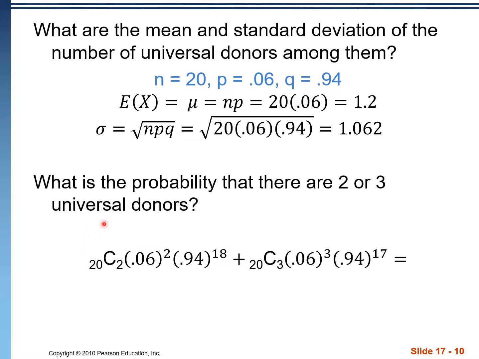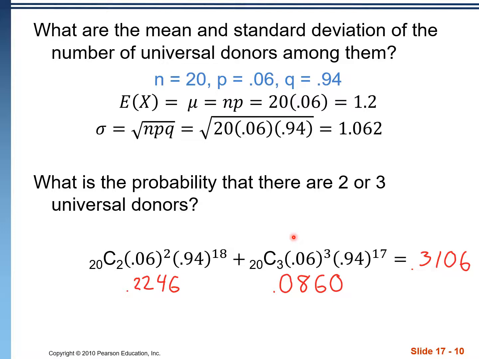Now, after that, we get a number from that combination, and we're going to multiply it by the probability of a single instance of that occurring. So we have 2 people being universal donors. There's a 6% chance of a single person being a universal donor, and we want 2 of them, so 0.06 to the second power. All other 18 people in the line are not universal donors, so 0.94 to the 18th power. So that gives us our probability of exactly 2. That would be 0.2246.